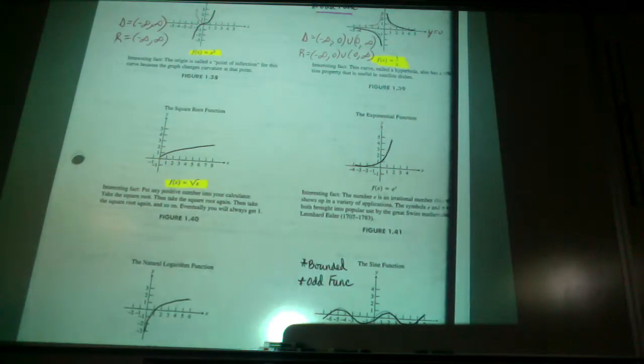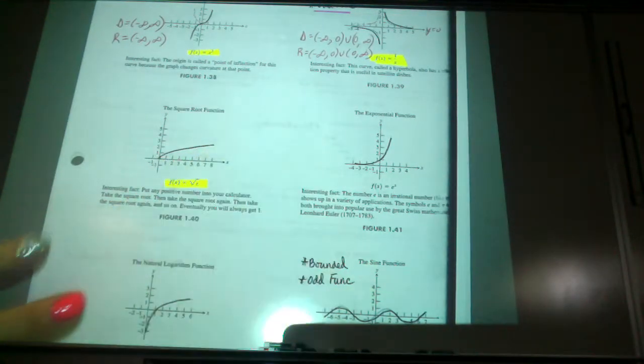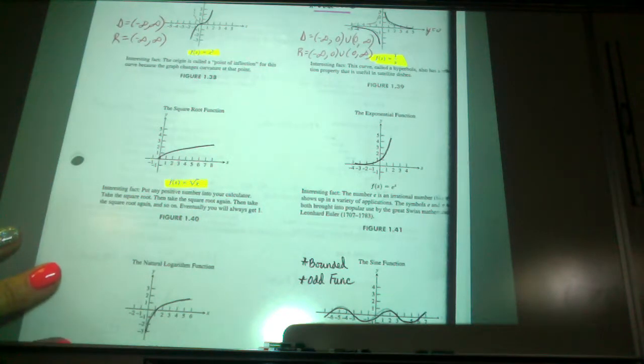All right, let's look at the square root function. The square root function, part of the graph is missing, right? Can you take the square root of any number that you can think of? No, what kind of numbers can you not take the square root of? Negatives. Can you take the square root of 0? Yes, it's 0. So this ordered pair right here, 0, 0, is part of the domain and the range.